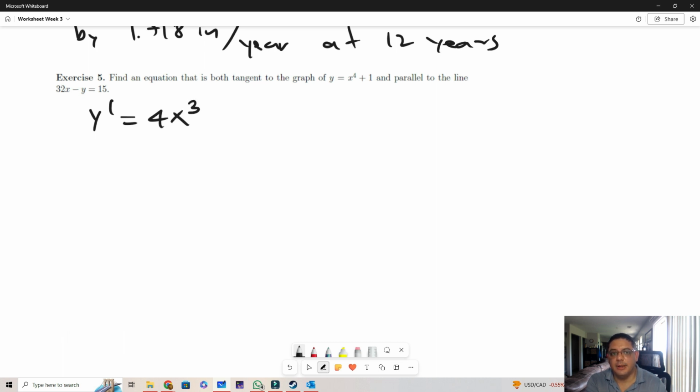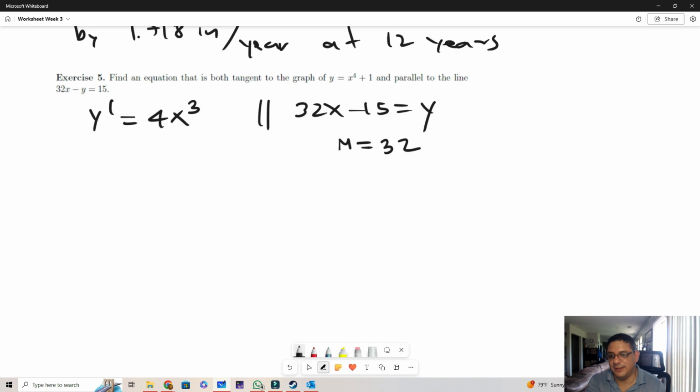But now, we also want this to be parallel to the line 32x minus y equals 15. So let me rearrange this line. This is 32x minus 15 equals y. So if this is the line, it means that the slope is 32. If I want a line to be parallel, then it must have the same slope. So this slope must be 32.